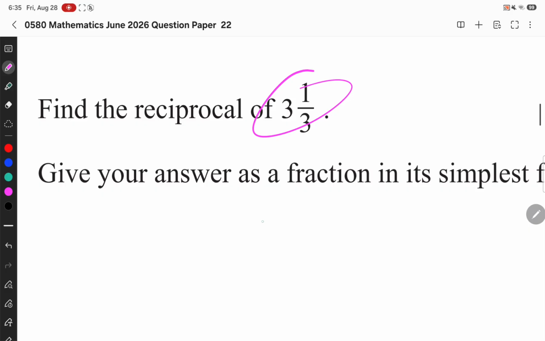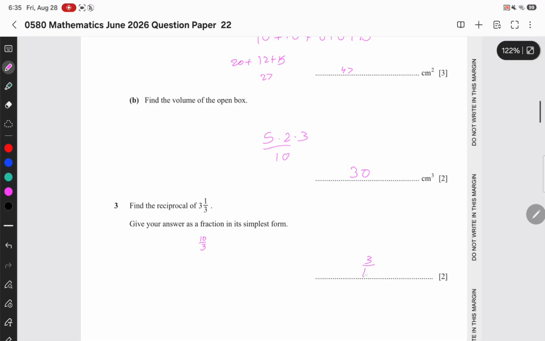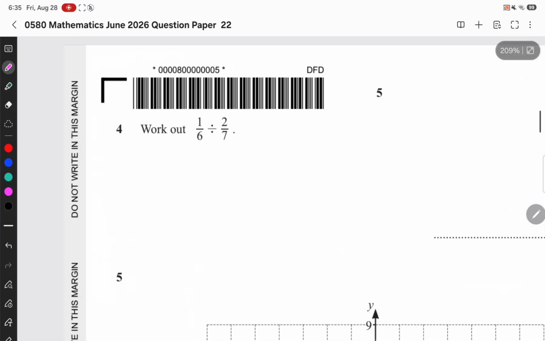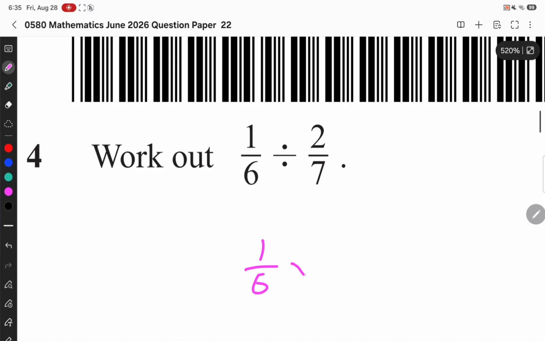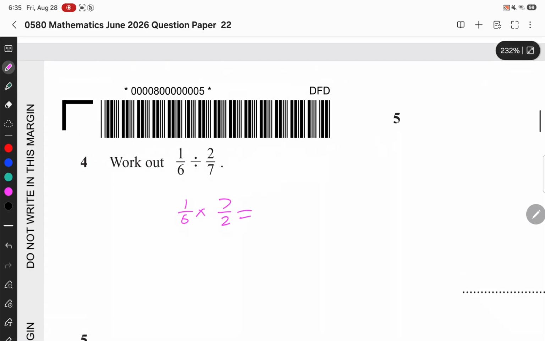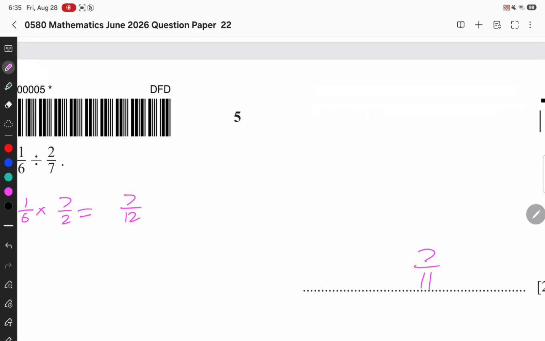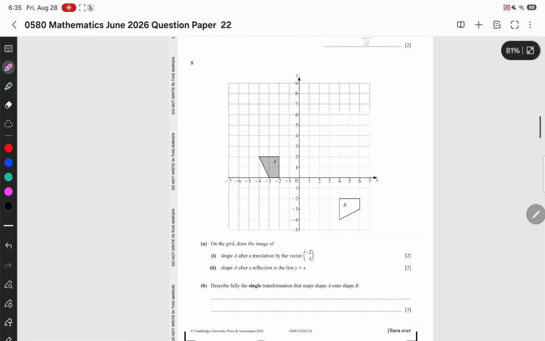Reciprocal of this, let's find it. This is 10 over 3, so the reciprocal is 3 over 10. This is 6 times 7 and a half, so this is 7 over 12. How cool would it be if it was 7 over 11?